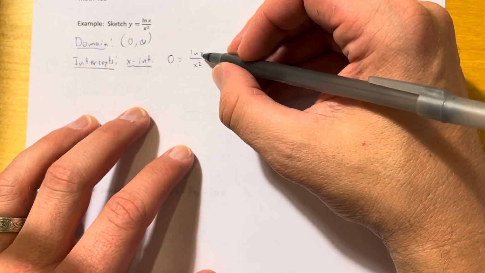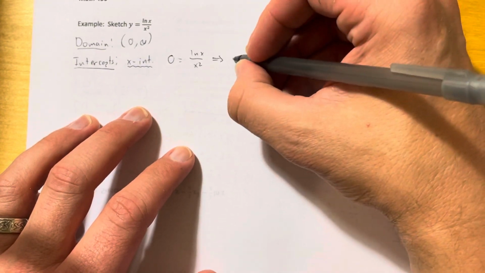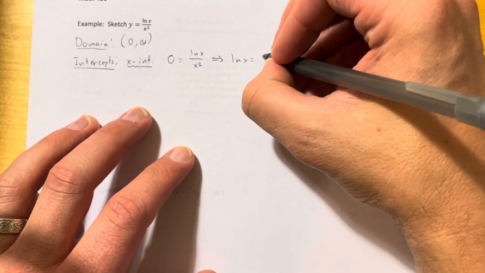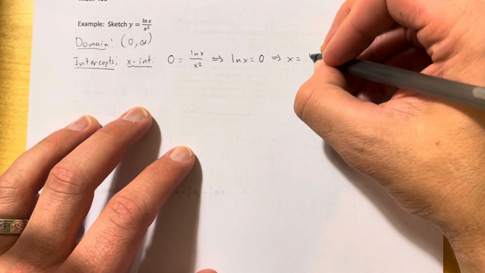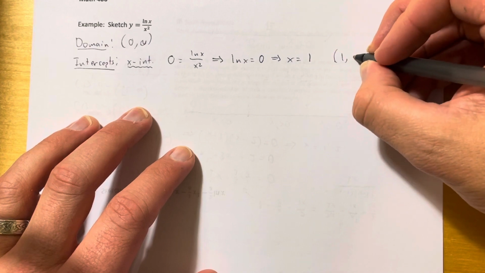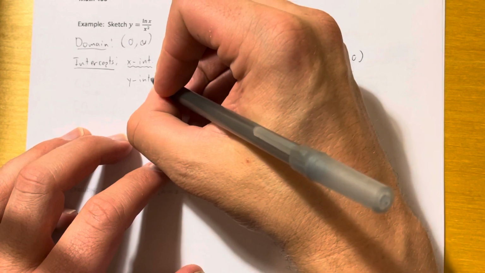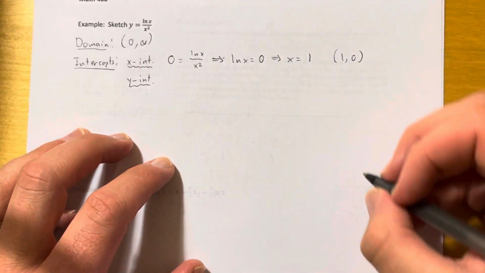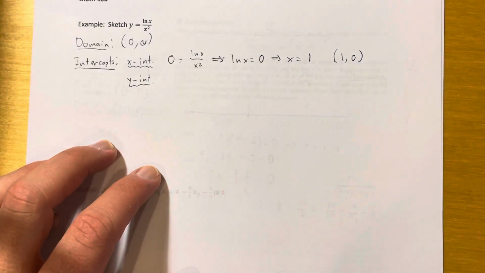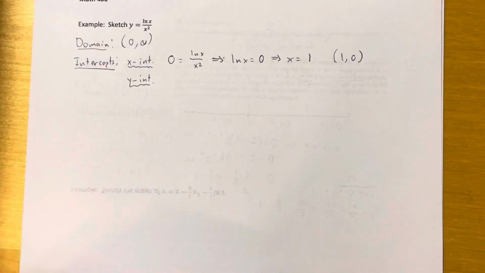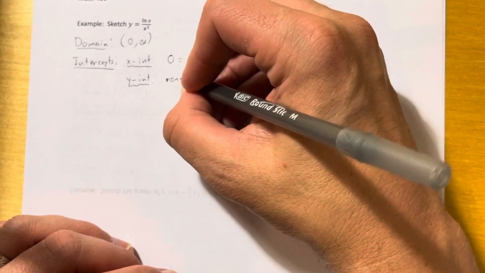This would require the natural log of x to equal 0. So I can say that this implies that ln of x equals 0. Taking e to the power of both sides would give me x equals 1. So I have an x-intercept at (1, 0). I don't have a y-intercept because that would require me to plug a 0 in for x, which we know is not in the domain of our function. So none.